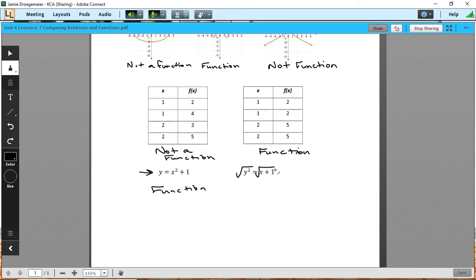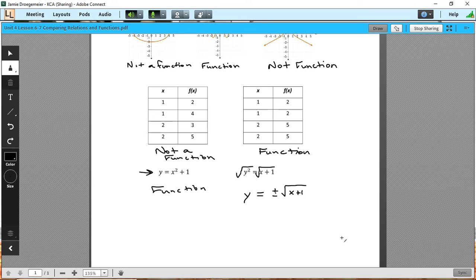And if I do that on one side, I have to do that on the other. So when I do that, the square root of y squared is y, and the square root of x plus 1. If you remember, when we take the square root of something that has a variable, it could be a positive or it could be a negative of that value. So the square root of 9 could be either positive 3 or negative 3.